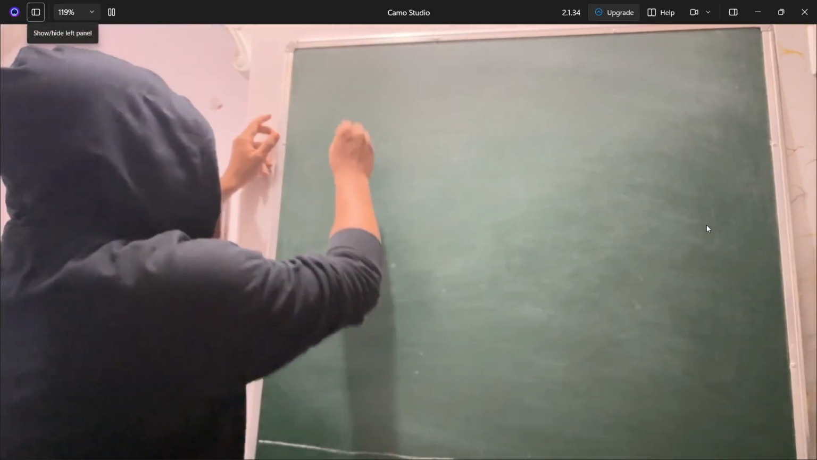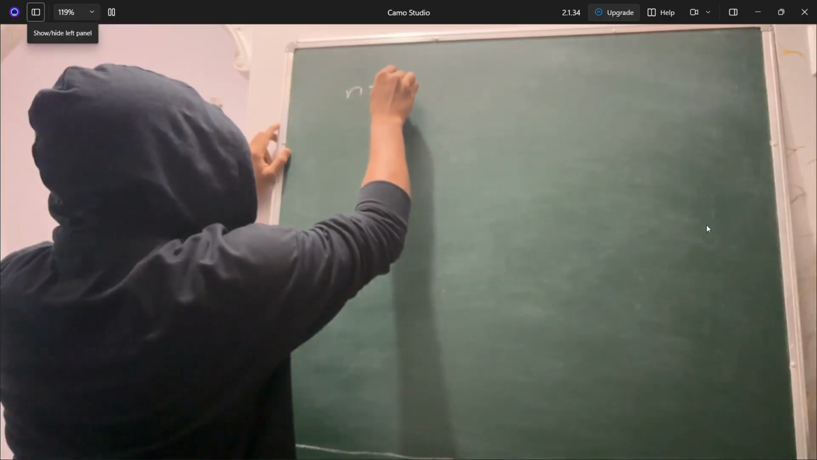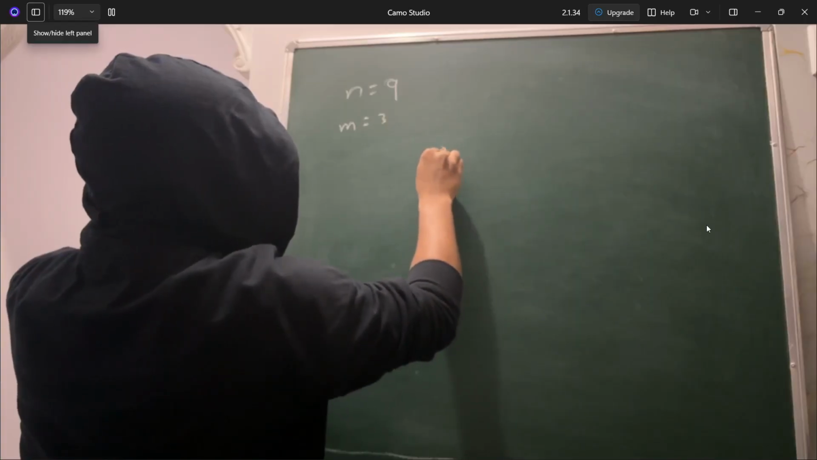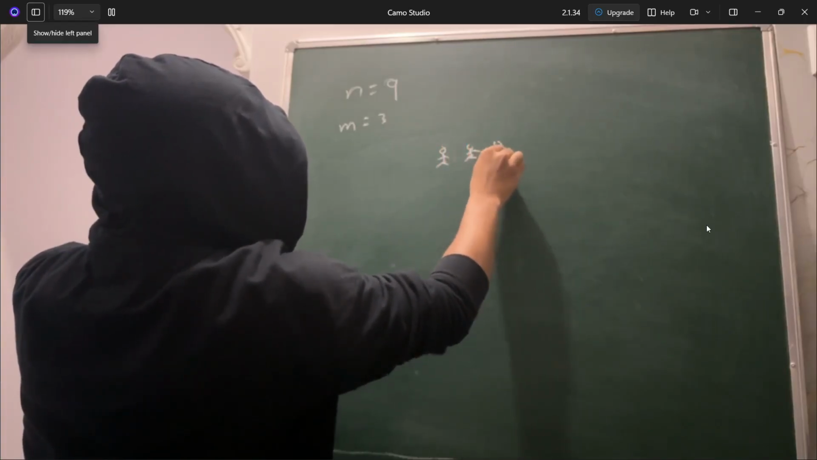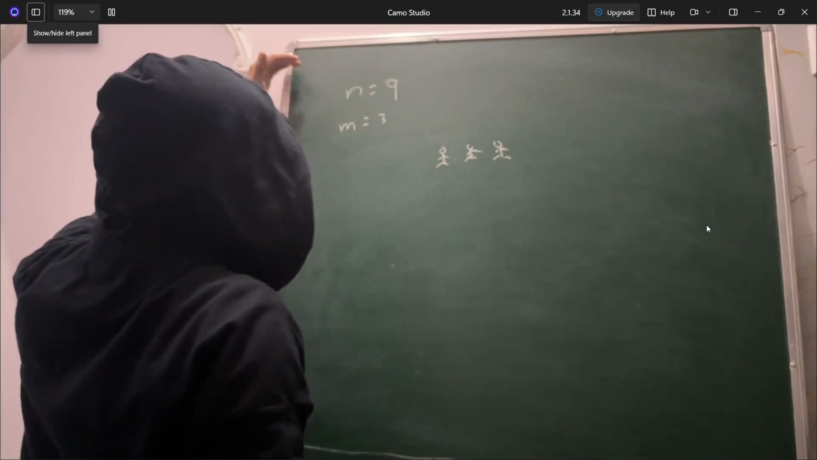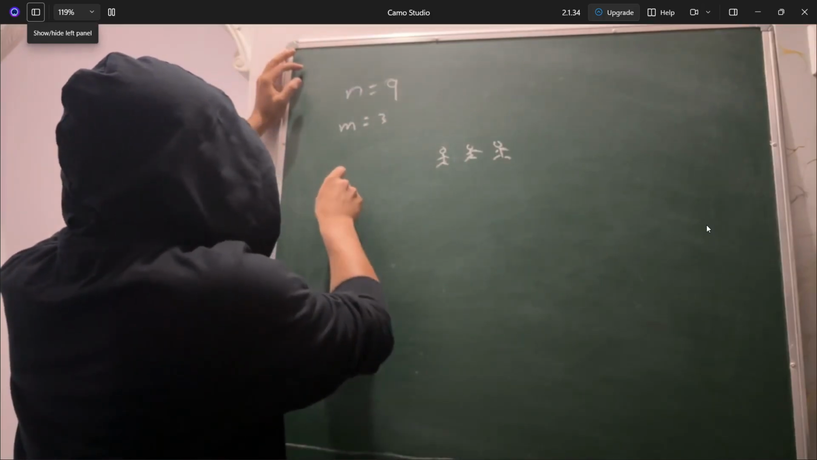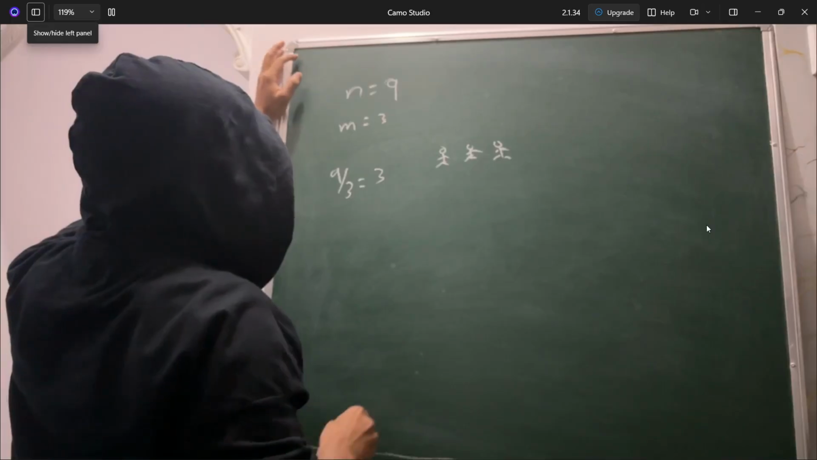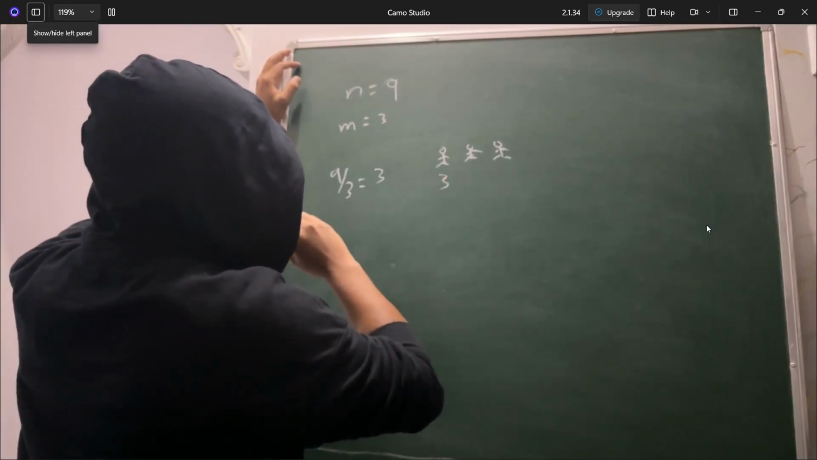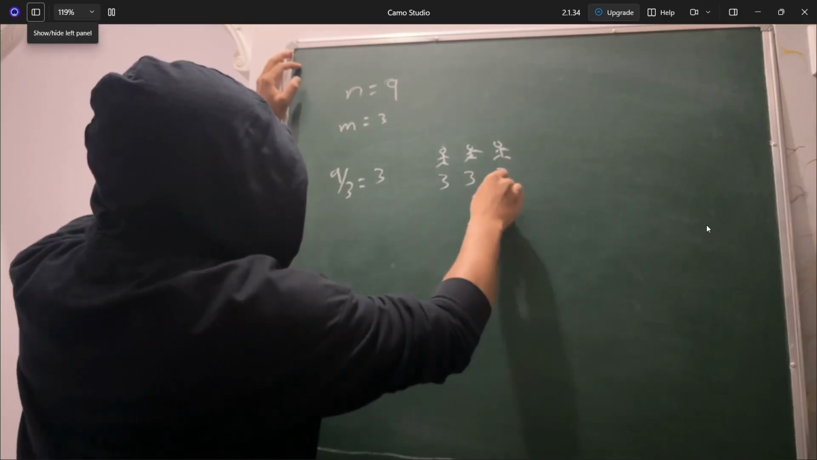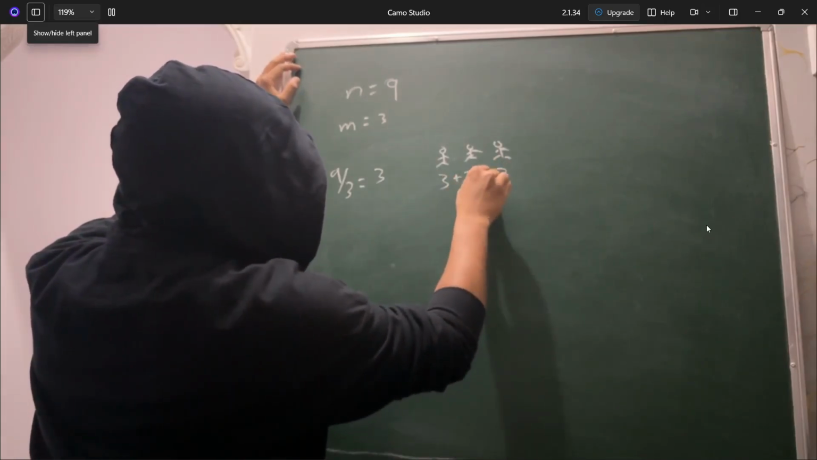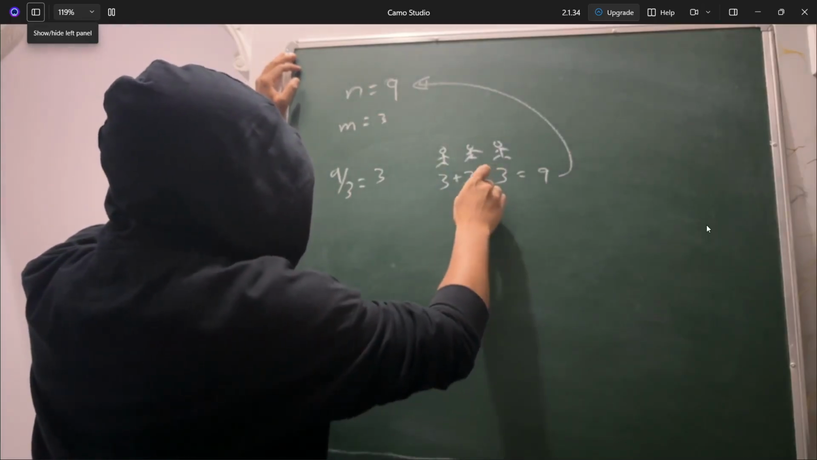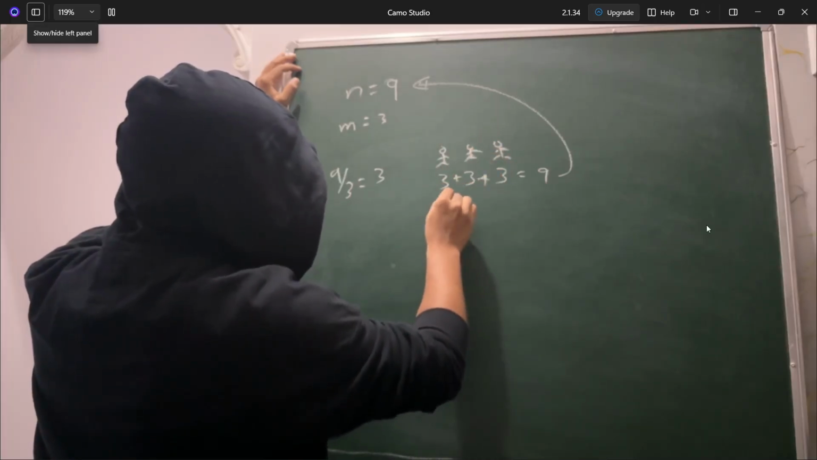9 3: n is 9, m is 3, so chef has three friends. Now he has 9 candies. If you do 9 by 3, n by m, you'll get 3 candies. If you give 3 candies to this friend, 3 to this friend, and 3 to this friend, and add all the candies, that will be 9, which is the number of candies he has. So you are distributing equally, that is true, 3 3 3.